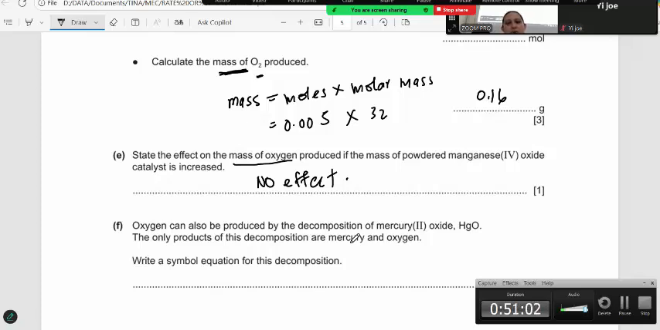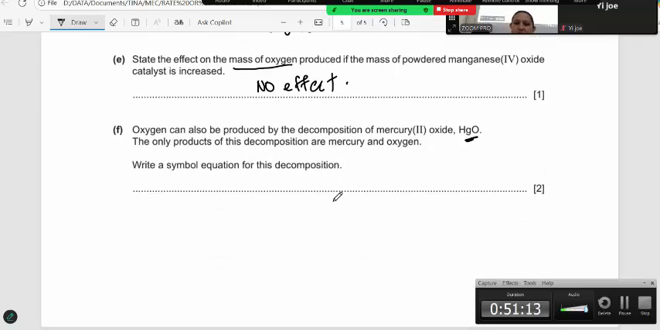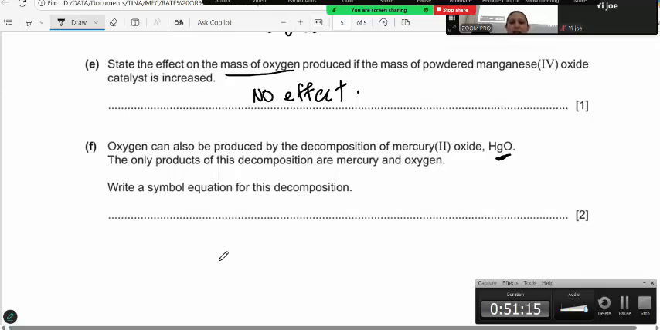Oxygen can also be produced by the decomposition of mercury(II) oxide. So the question gives you mercury(II) oxide, and the products are only mercury and oxygen. Decomposition means to break apart. That means you don't add anything. You have no other reactant, just one reactant. So the question says mercury and oxygen. If you write it like that, why? Oxygen must be O2, then balance the equation. Can you understand? Okay.